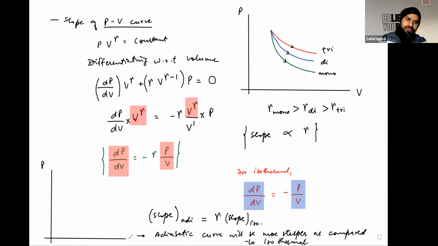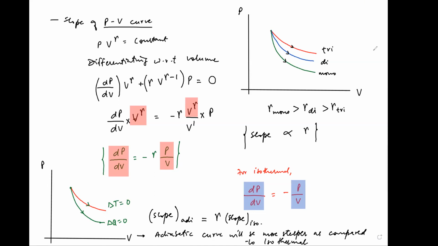So let me define for these two different processes. Let's say this is P versus V. One curve is this rectangular hyperbola, and the next one is this rectangular hyperbola. Which of these two curves is steeper? You'll say this green one. It will be for the adiabatic process, and the upper one will be for the isothermal process. Any doubt? No, sir. Okay, just write it down.